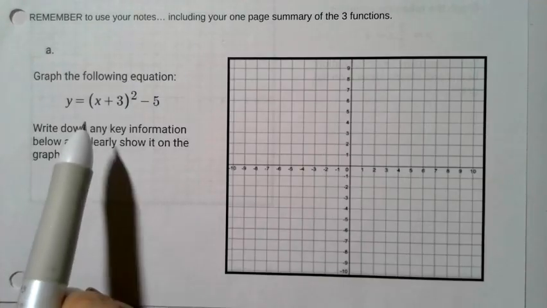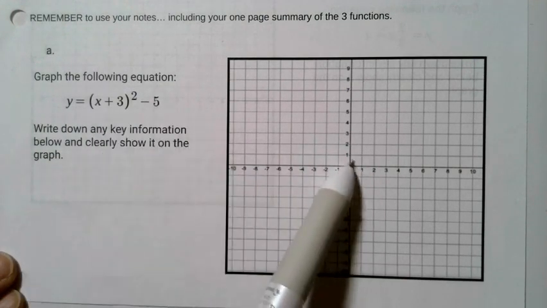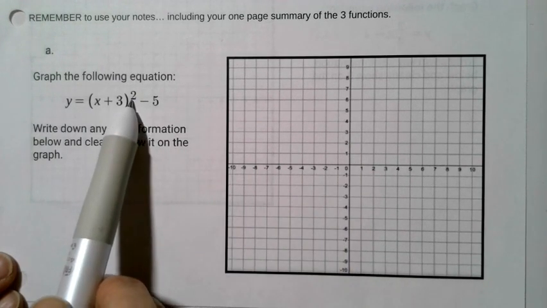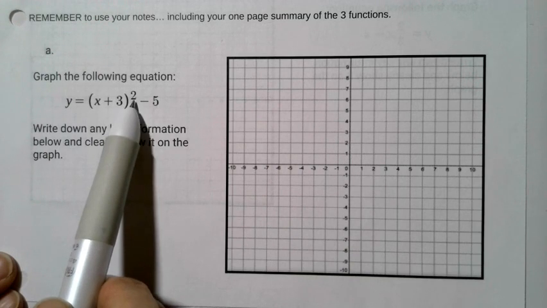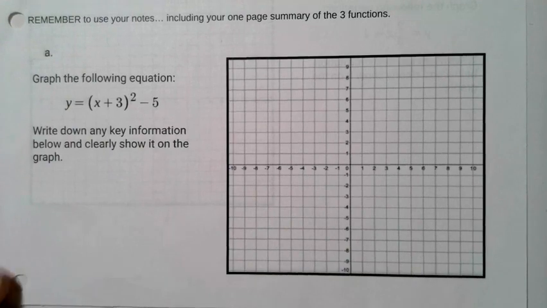Finally, we're looking at our open response graphing section. So we're given an equation, and now we need to graph it. And I know, again, this is quadratic because it has an exponent that is a 2. It's being squared. And so let's take a look.